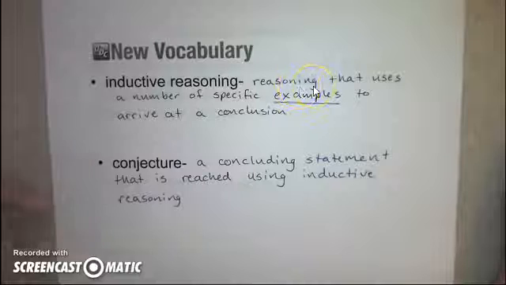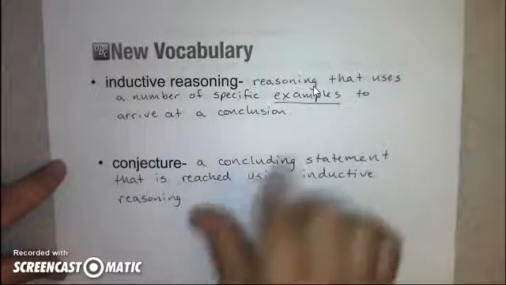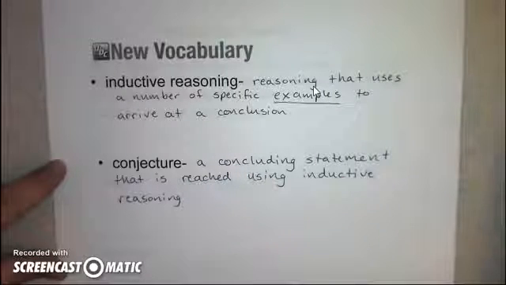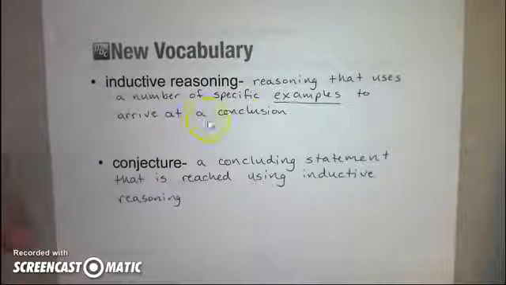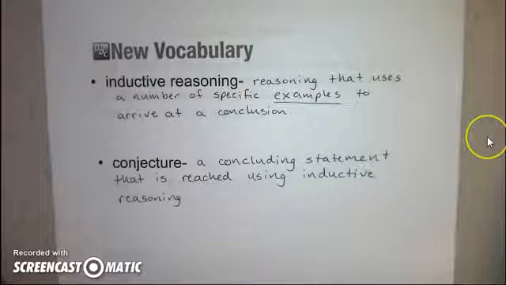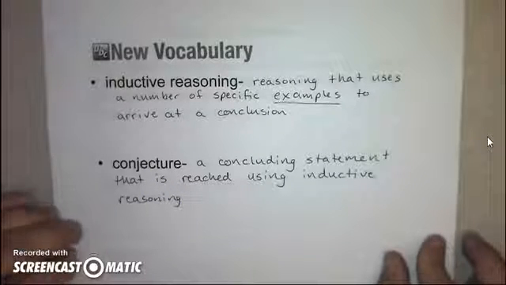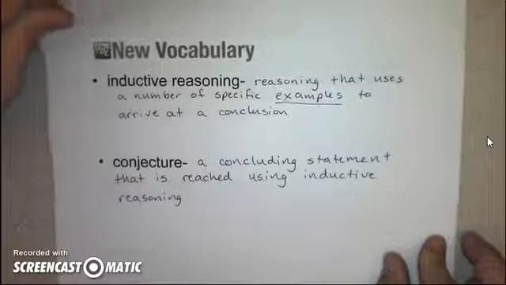Inductive reasoning is reasoning, which is another way of saying coming to a reason for something happening, coming to a conclusion about how something works. Reasoning that uses a number of specific examples to arrive at a conclusion. We call that inductive reasoning because you're basing it on specific examples, like patterns. Then the word conjecture is that concluding statement, that conclusion you arrive at about that pattern or set of examples that uses inductive reasoning. So conjecture again is a concluding statement that is reached using inductive reasoning.